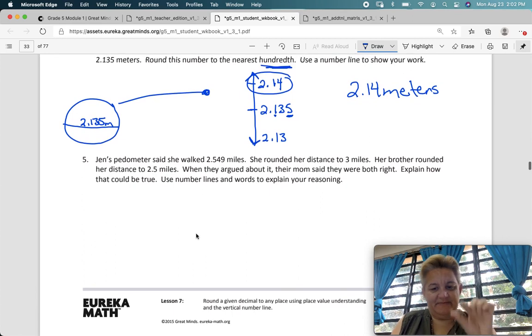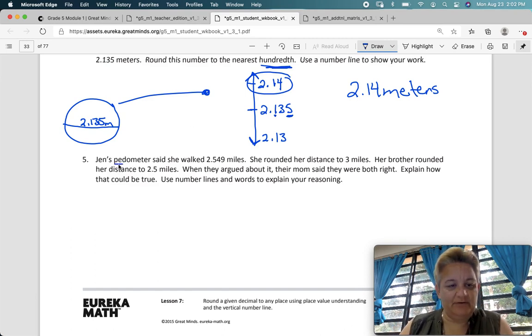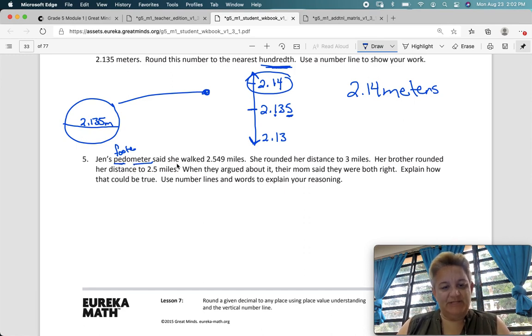Jen's pedometer. A pedometer, like I have a pedometer on my watch, it tells me how many steps I count every day. You might have a little mechanical pedometer. If you walk with it, it measures your steps, okay? Pedometers measure steps because pedo means foot, and meter is a distance, right? So foot meter, foot measure. Jen's pedometer said she walked 2 and 549 thousandths of a mile. Okay, miles. She rounded her distance to 3 miles.